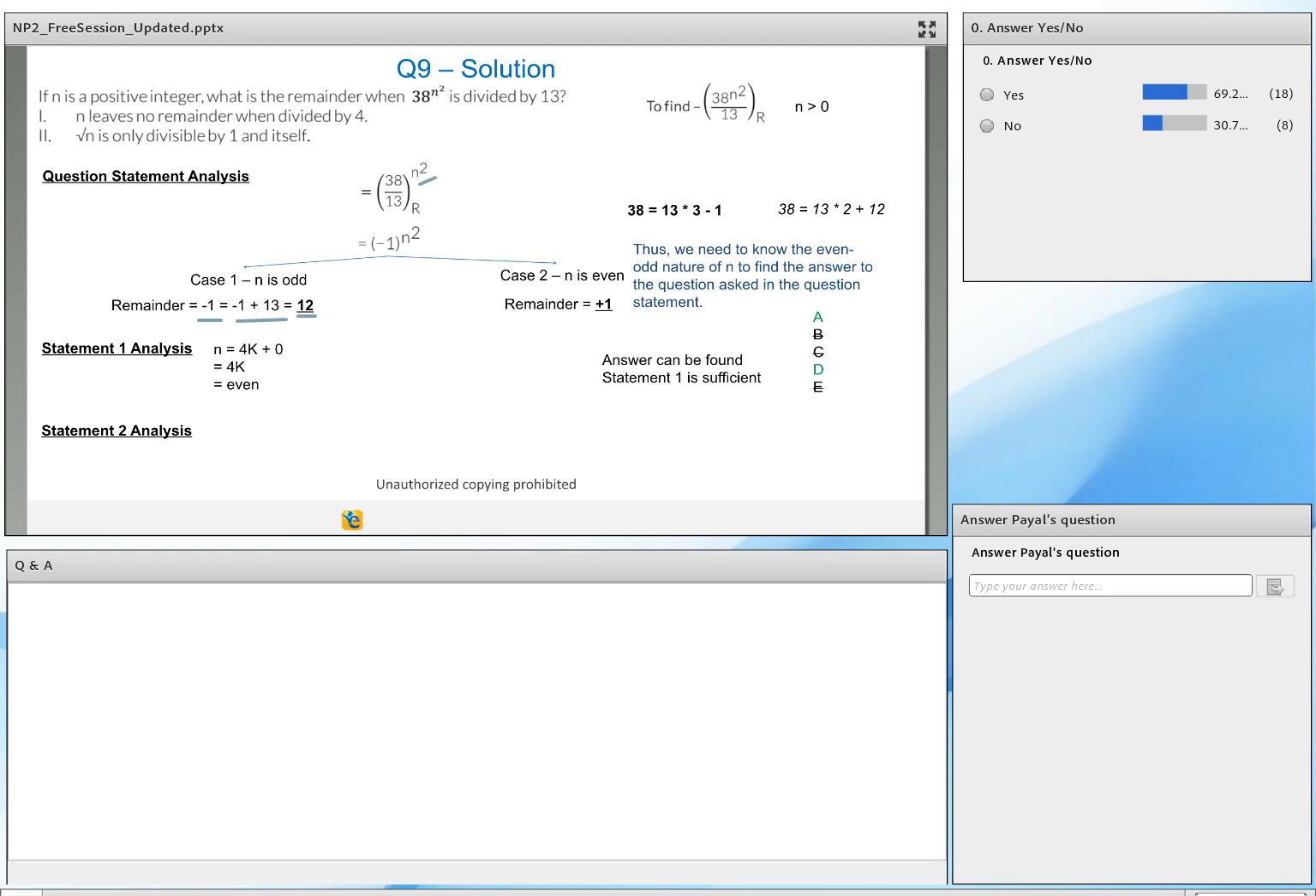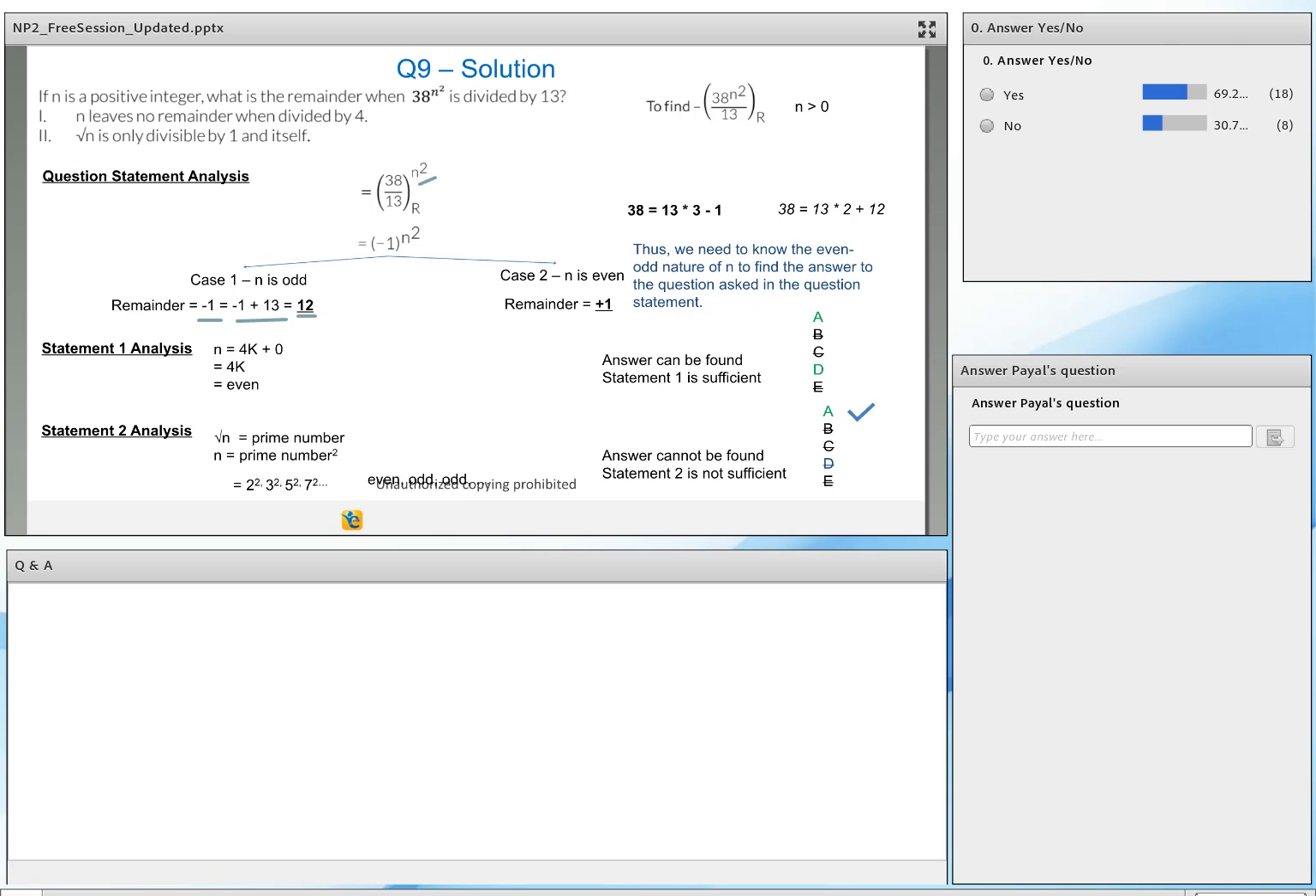Now let's look at statement 2. Statement 2 says that the square root of n is a prime number, which means n is the square of a prime number. Now what prime numbers are there? 2, 3, 5, 7. Now 2 is the only even prime number, right? Which means that you don't know whether this statement tells you if n is even or odd, because there is one case in which n is even. Which means that statement 2 is not sufficient. So choice A is the correct answer.